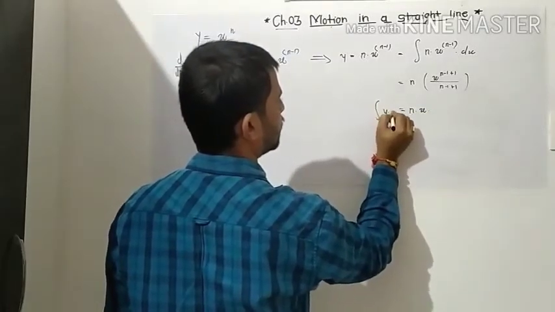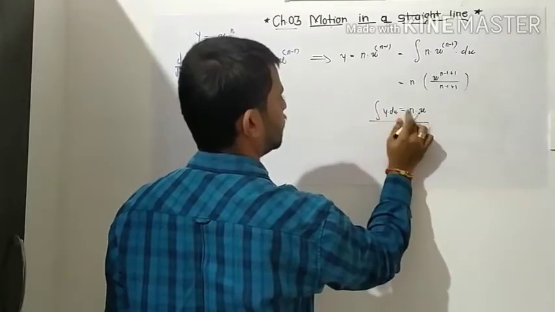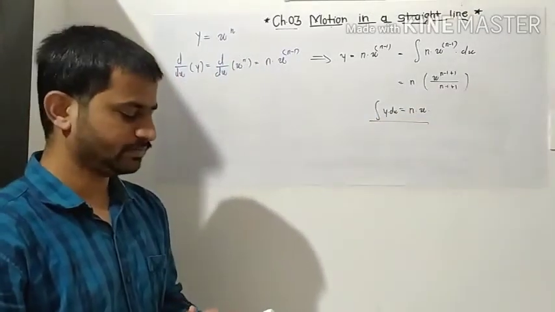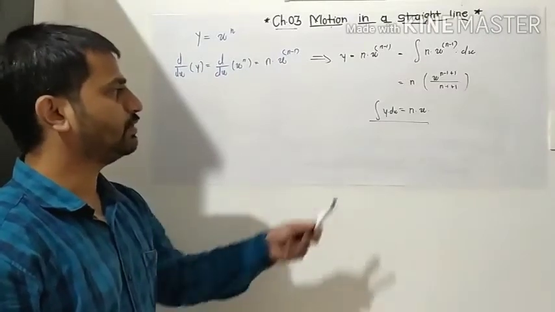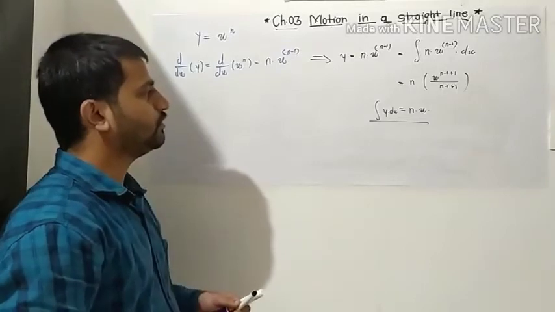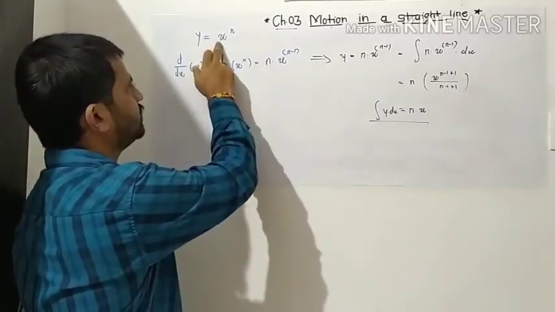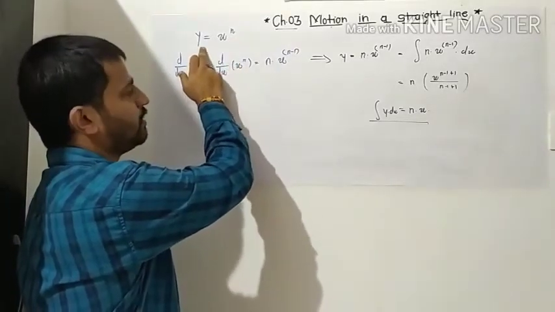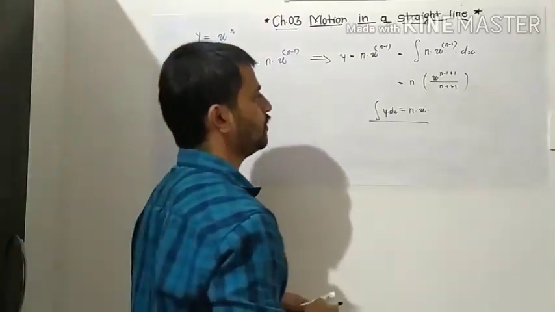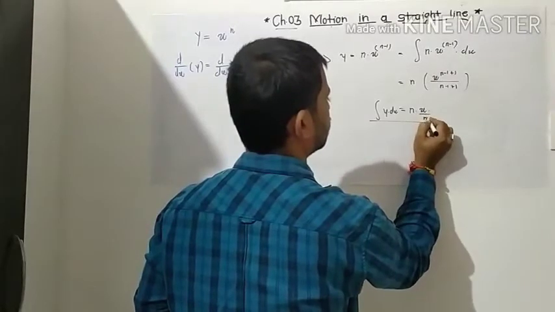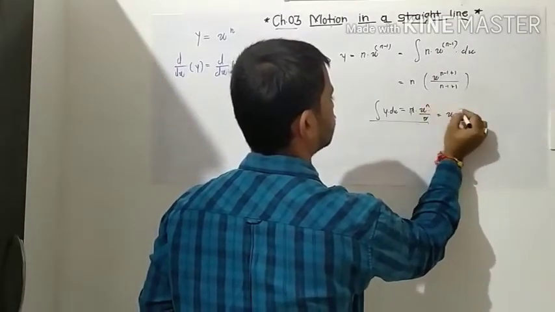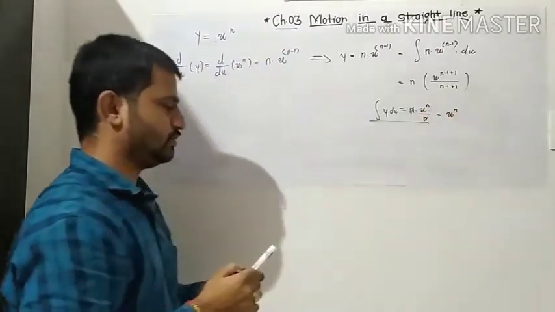So the integration of y dx is equal to n into x raised to n. So that will be the formula. Okay, that will be the one formula. So if you notice, what is y? y is equal to x raised to n. Here again we will get x raised to n.